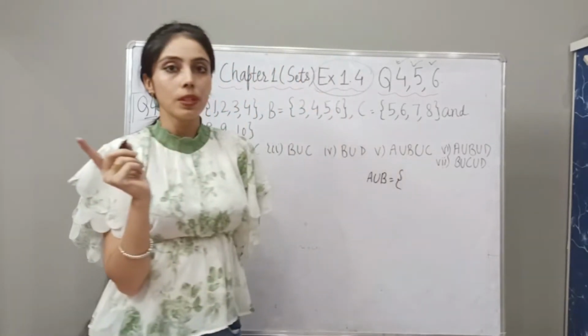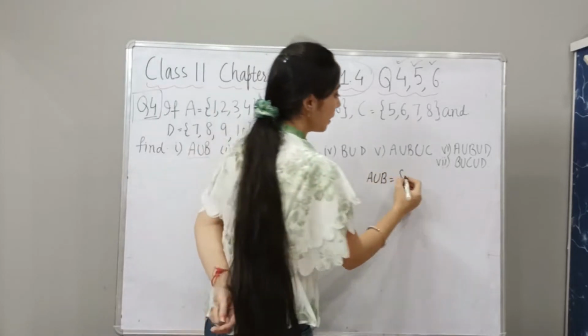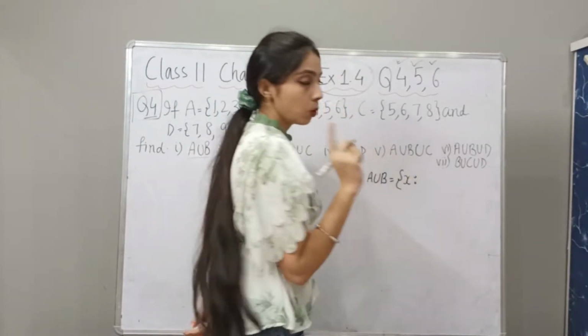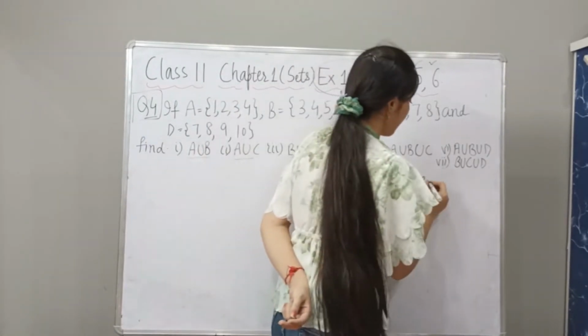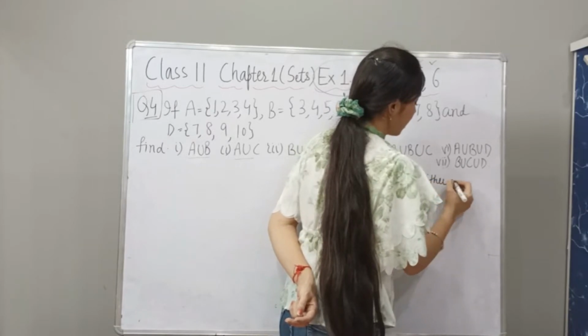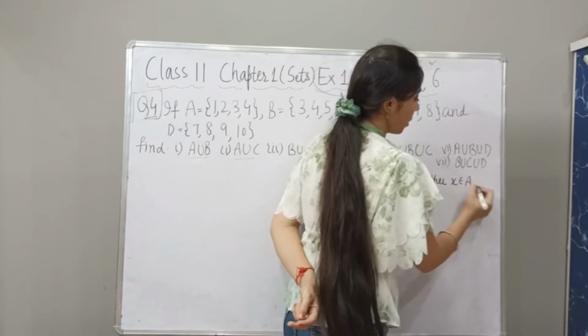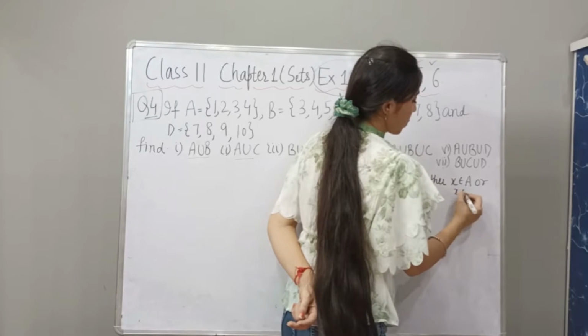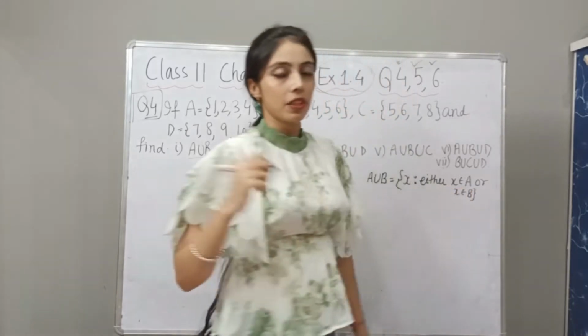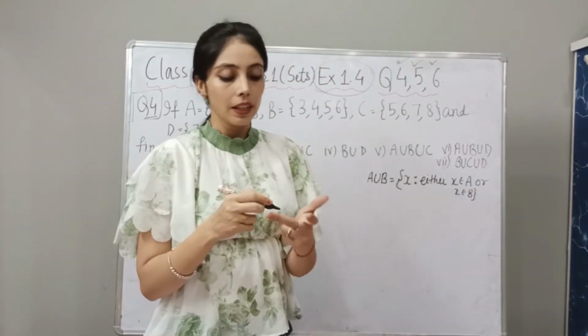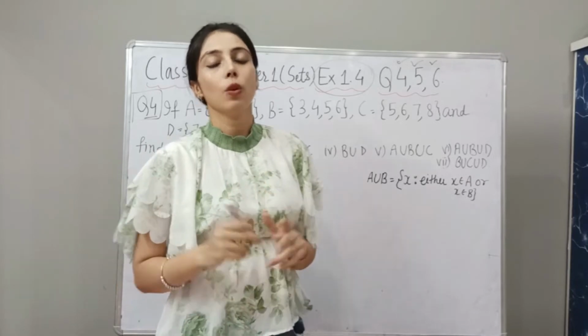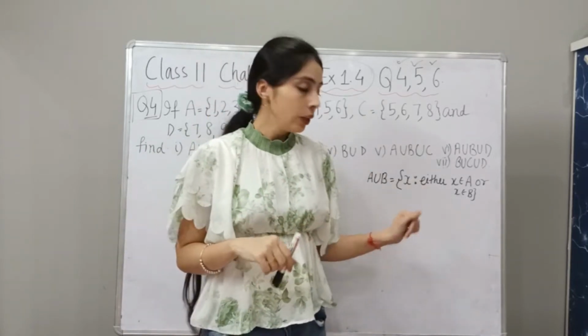If we have two sets A and B, then this union will contain those x which either belong to A or belong to B, which are either in the first set or in the second set. That's, all these elements are in the union.